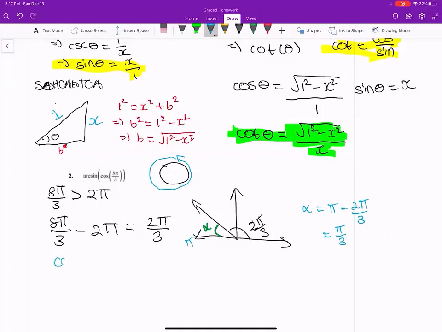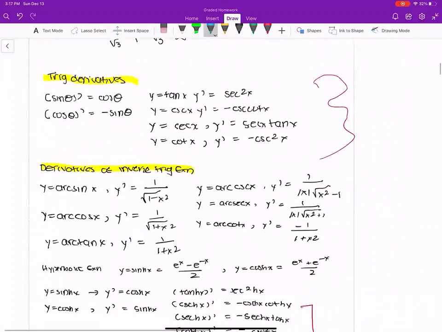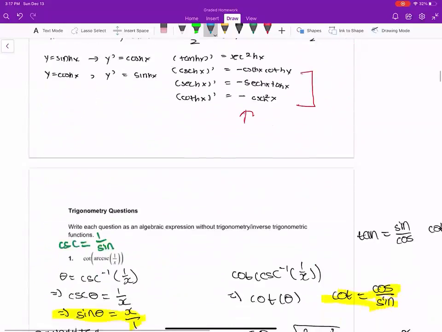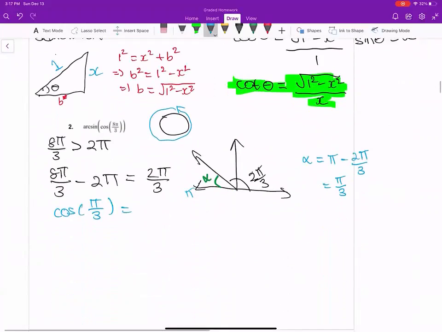Now you get cos pi over 3. This is your inside angle now. And recall from the one my partner did, cos pi over 3 is 1 over 2. You should have these memorized. It's a good idea to make a table on the exam. So that's equal to 1 over 2. But remember, it's in quadrant 2, so you know that it has to be negative by CAST.